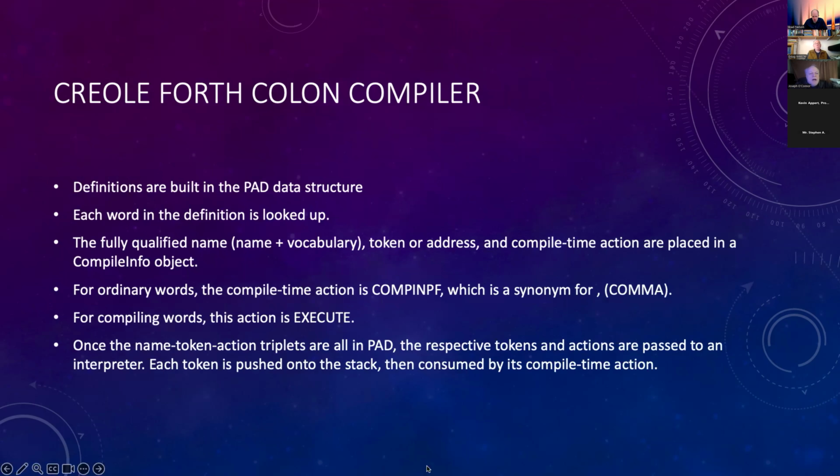Creole Forth colon compiler. The definitions are built into the pad data structure. Each word in the definition is looked up. The fully qualified name, which is the name plus the vocabulary, token or address, and compile time action are placed into a compile info object. So that has those 3 pieces of information. For ordinary words, the compile time action is comp in PF, which is a synonym for comma. For compiling words, this action is execute.